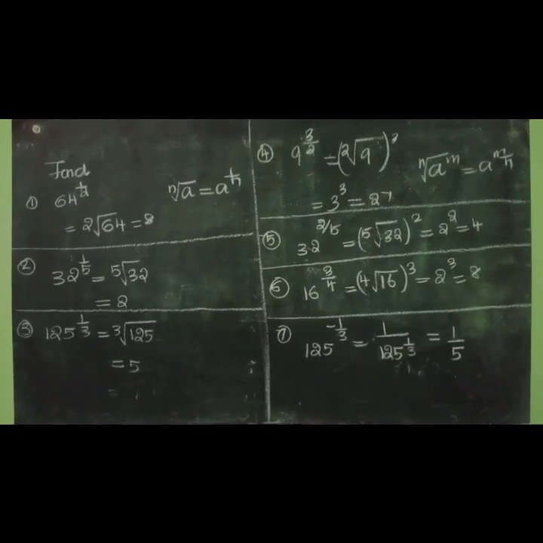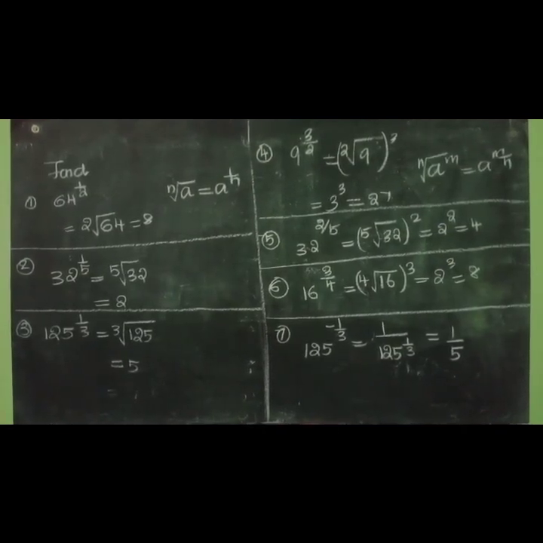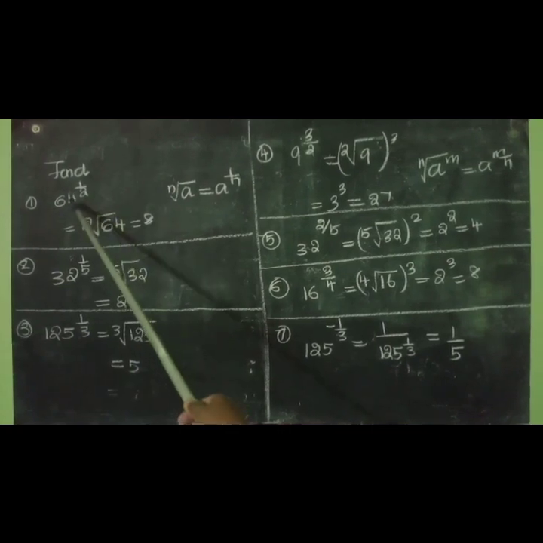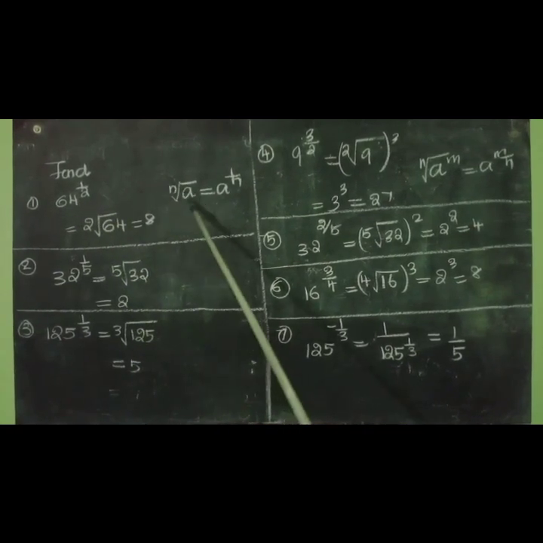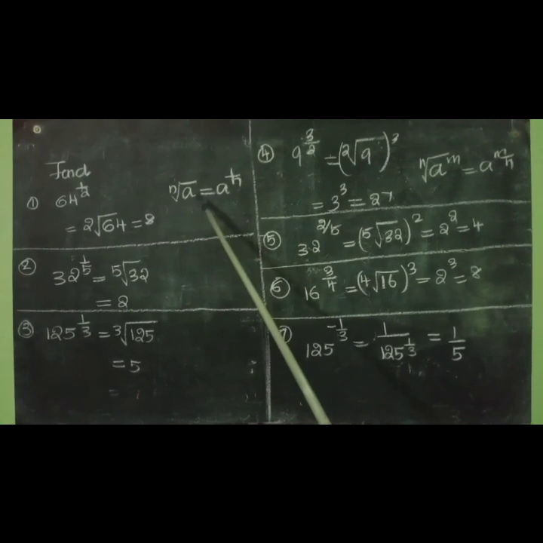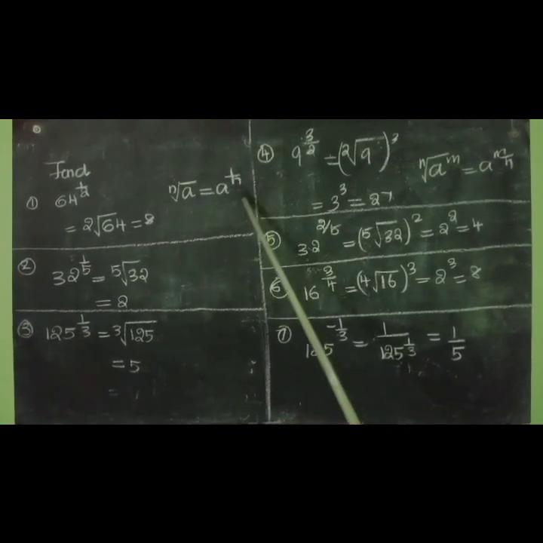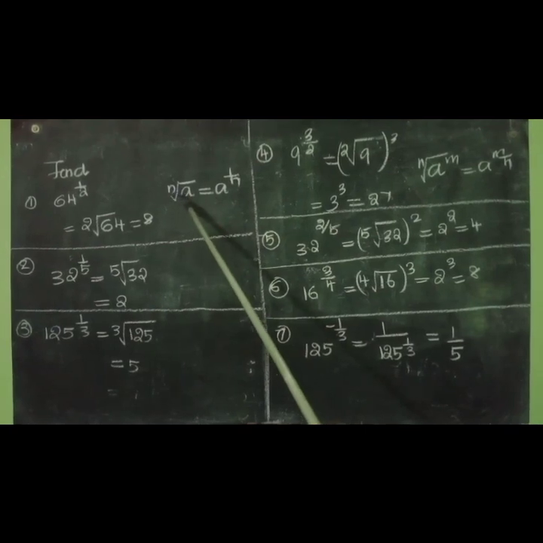Next question, find 64 raised to 1 by 2. Here 64 raised to 1 by 2. The law is nth root of a equal to a raised to 1 by n. So if here 1 by n comes, we are writing it as nth root of a.